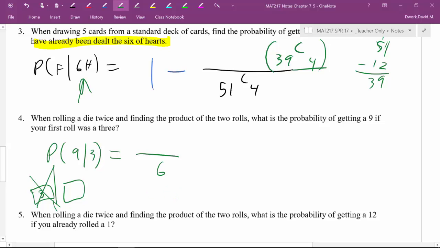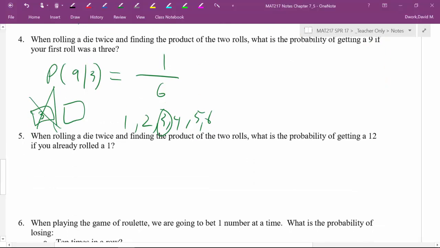Numerator. How many of those would result in me getting a 9, a product of 9? Well, 3 times 3 makes 9. So out of my 6 possible outcomes, that's the only one that will result in a 9. So there's a 1/6 chance of me getting a 9. Cool. Not too bad. If that one made sense to you, try the next one.